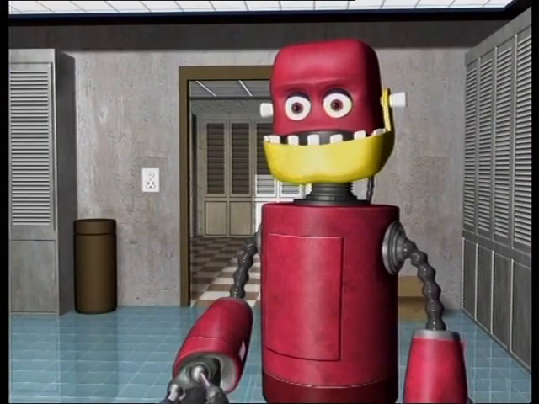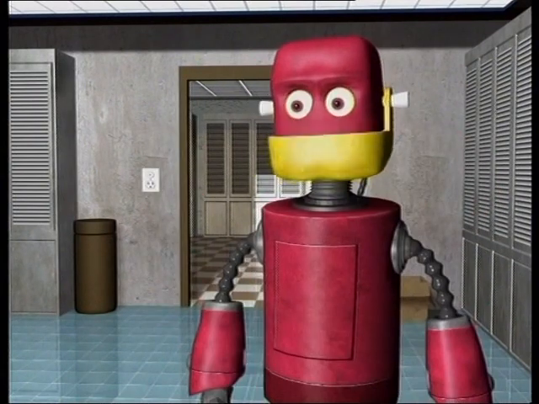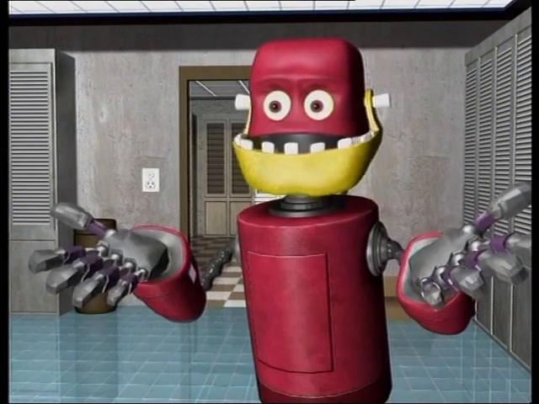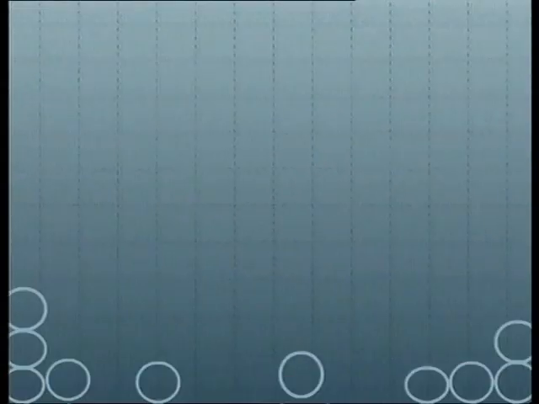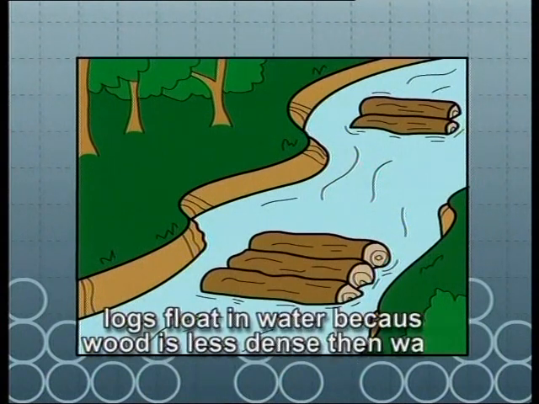The knowledge on density is important in our daily lives. Let's see how the concept of density is used to our benefit. It is very difficult to transport logs from the jungle to a factory by land. This problem is solved by transporting them using the river. Logs can float in water because wood is less dense than water.